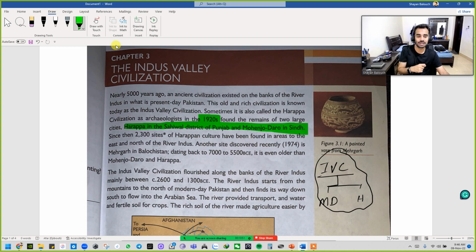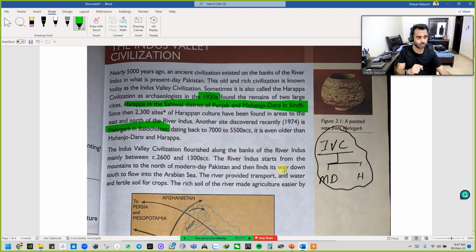Another site discovered in 1947 is Mehrgarh in Balochistan, dating back to 7,000 to 5,500 BCE. It's even older than Mohenjo-daro and Harappa. So even this comes under the umbrella of Indus Valley civilization, which is sometimes known as the Sonian civilization, which I will be showing you right now.